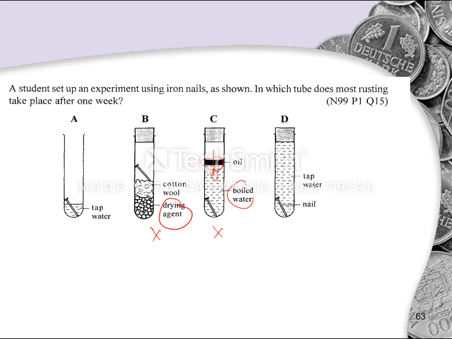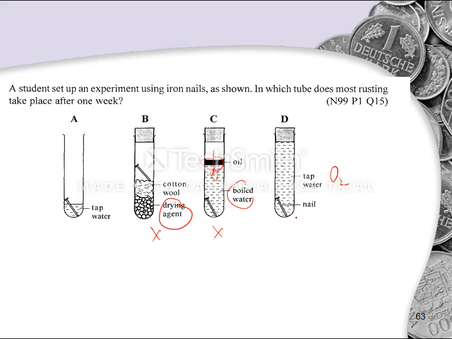Tap water contains what? Contains oxygen gas, but a limited amount of oxygen gas. So some rusting will occur. But once oxygen is used up, no matter how much water you have, the rusting will not continue. So therefore, the oxygen in the water will cause the rusting to occur, but it will stop once oxygen is used up.